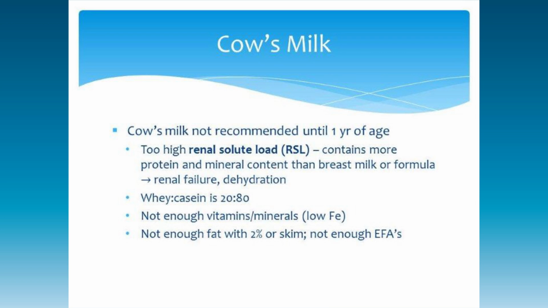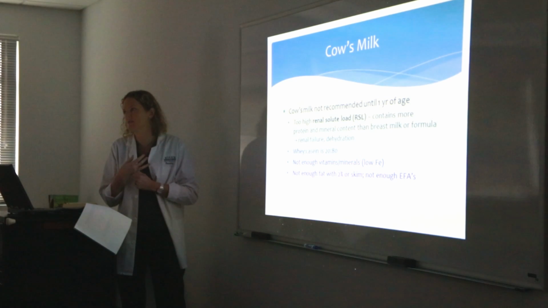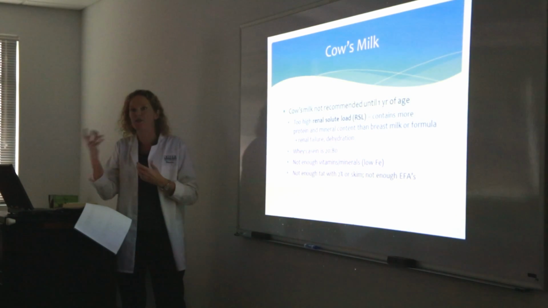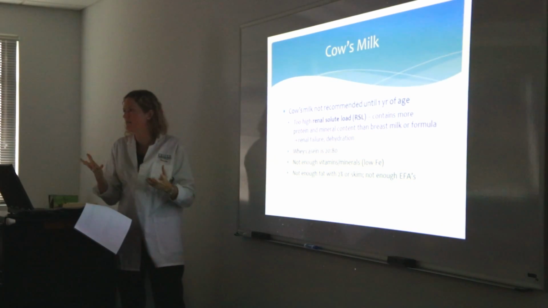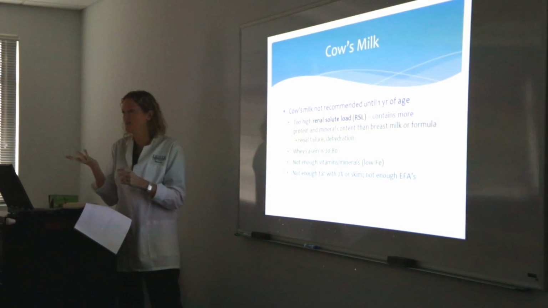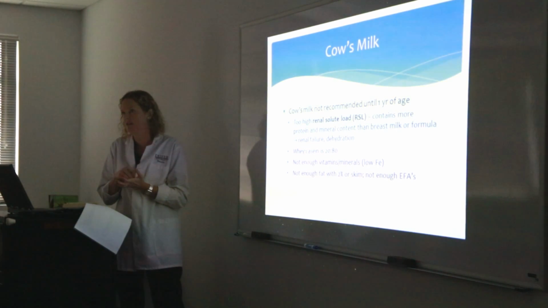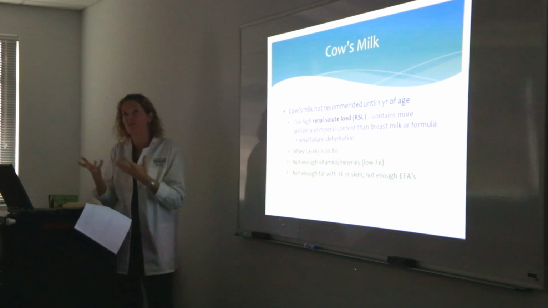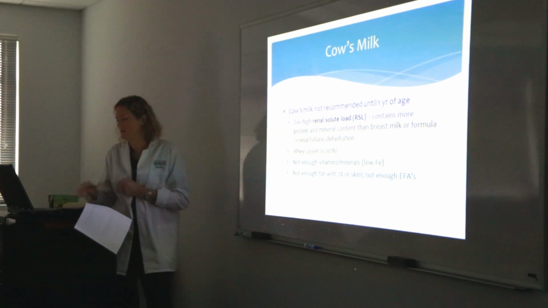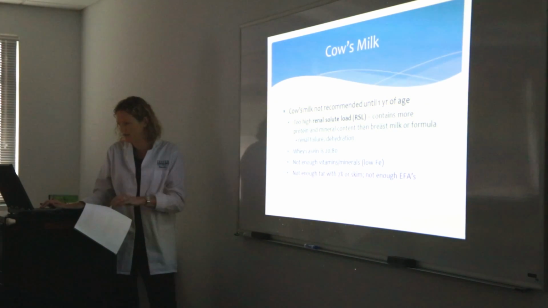The whey to casein ratio for cow's milk is 20-80, so it's 20% whey to 80% casein. So they're just not ready to digest that yet either. Cow's milk, although we know it's a great source of calcium, vitamin D, phosphorus, and protein, doesn't have enough vitamins and minerals to be the sole source. So they need the formula or the breast milk. It's very low in iron, and low in pretty much all of the other vitamins, vitamins C, A, E. There's not enough fat in low fat or skim milk to provide the amount of fat they need for calories, and also the essential fats. So cow's milk is not appropriate until at least a year of age.